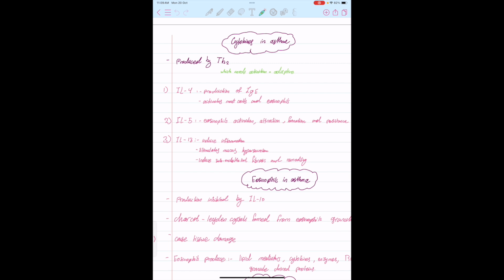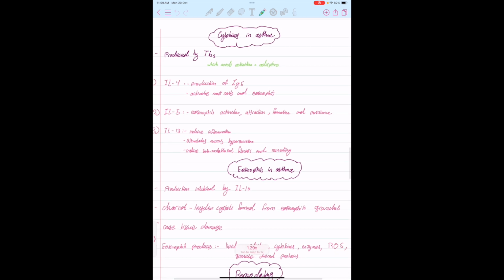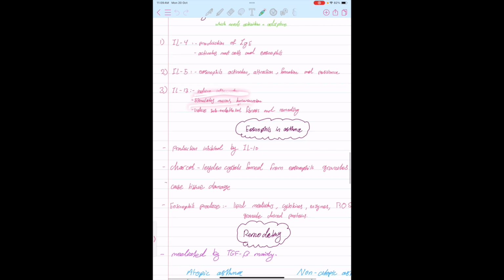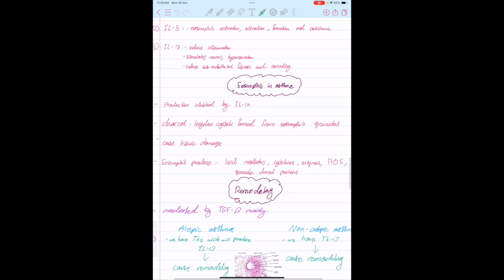Interleukin 4 is for production of IgE and activates mast cells and eosinophils. Interleukin 5 is special for eosinophils, so it activates, attracts, forms and persists the eosinophils. We have also interleukin 13, which induces inflammation, stimulates mucus hypersecretion, and induces subendothelial fibrosis and remodeling.